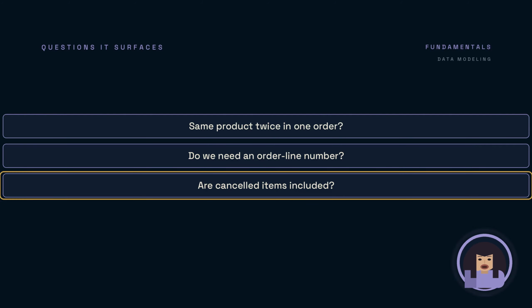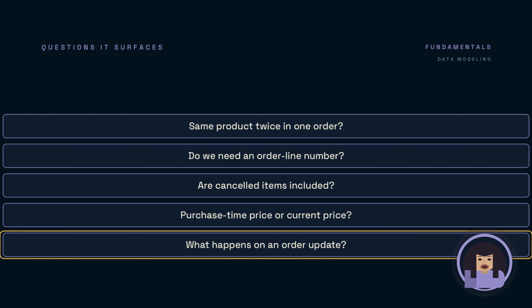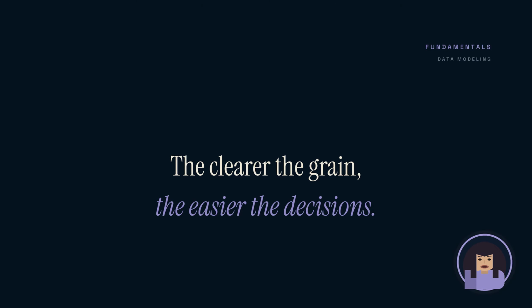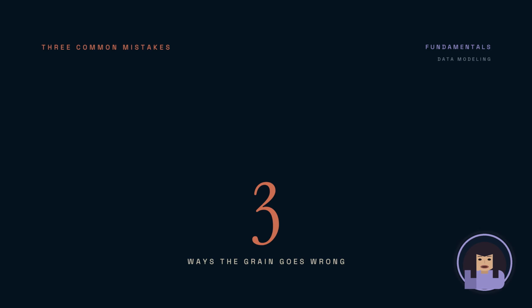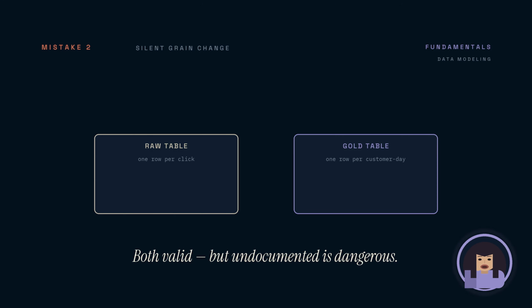There are three common mistakes. The first is mixing multiple grains in one table. For example, storing order level totals beside item level rows without a clear rule. The second is changing the grain during transformation without documenting it. A raw event table may contain one row per click, while a goal table may contain one row per customer per day. Both are valid, but they answer different questions.